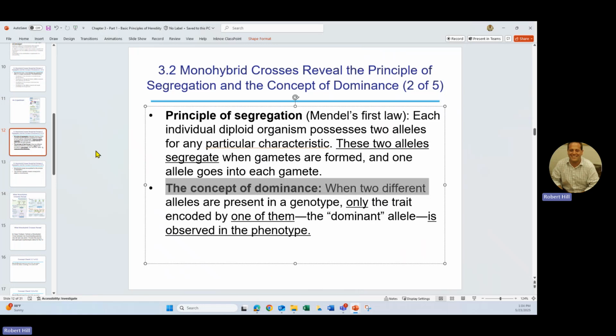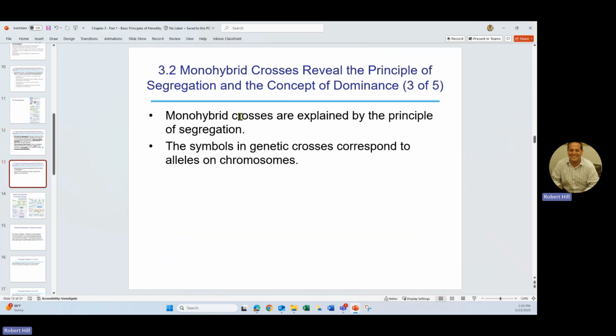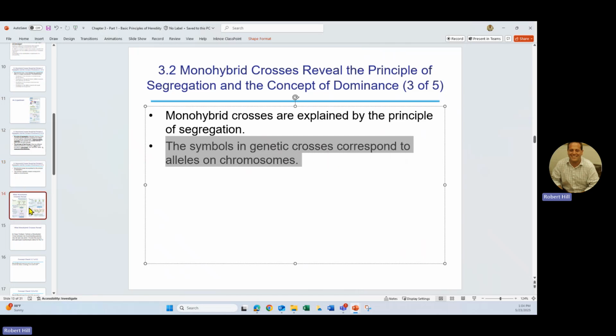Now he has an additional law, right? The law of independent assortment, and that is proven in a dihybrid cross, right? So 2 out of the 3 laws that Mendel came up with got proven just with a monohybrid cross. Okay, so these monohybrid crosses are explained by the principle of segregation, right? And it's important we get used to using these symbols of genetic crosses.